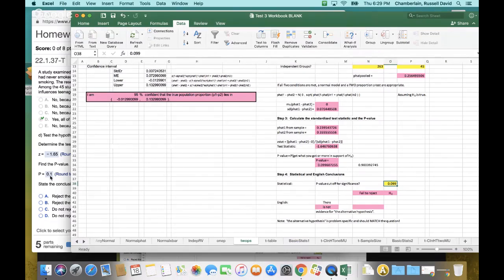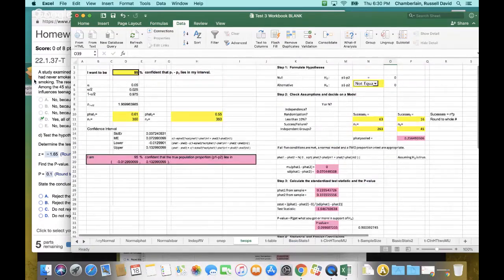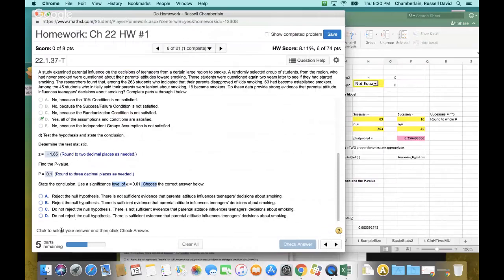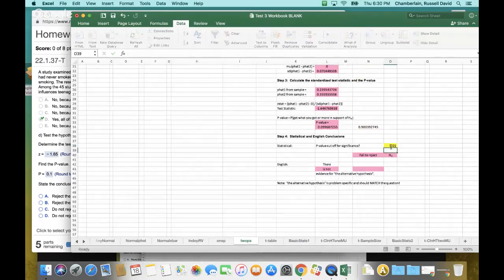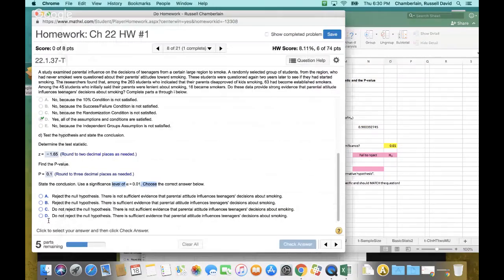If our p-value, yes, back up here, we reject null, right? If p-value exceeds our significance, we fail to reject. All right. So at the 0.01 level, oh geez, I used 0.001. Well, 0.01. Still fail to reject. Do not reject the null. Okay.